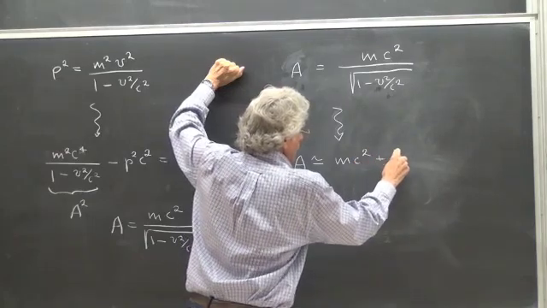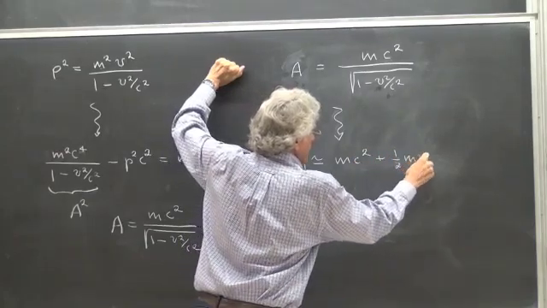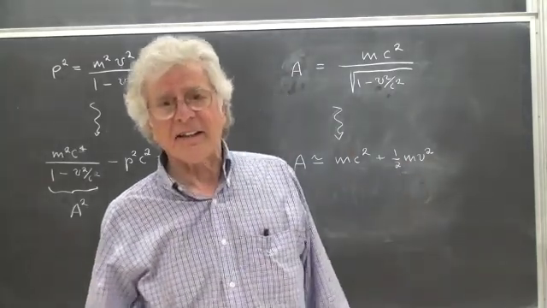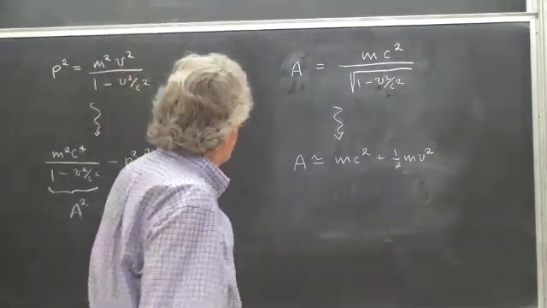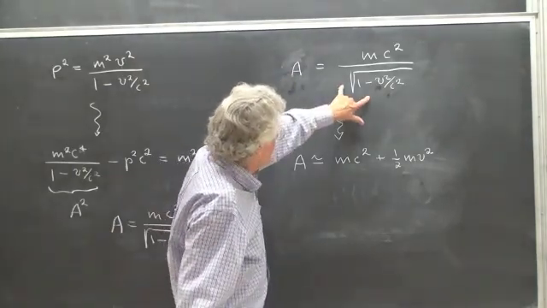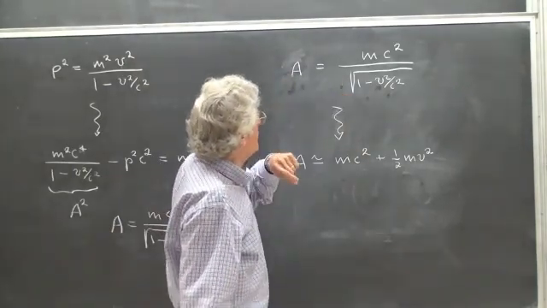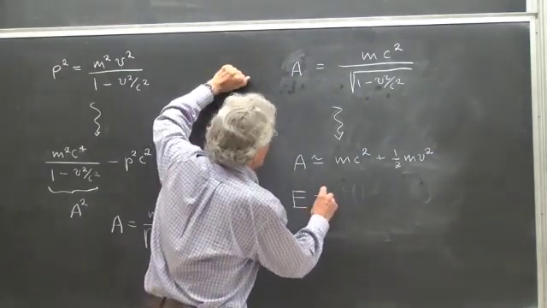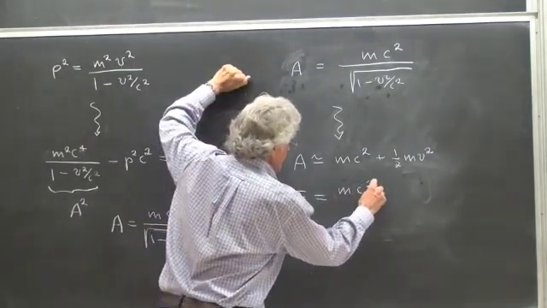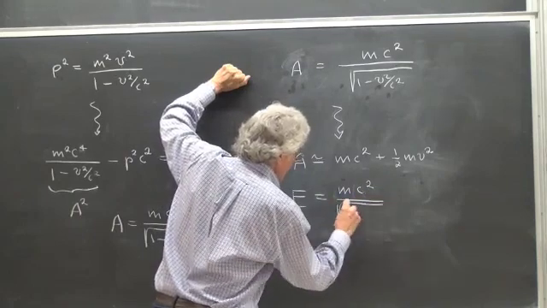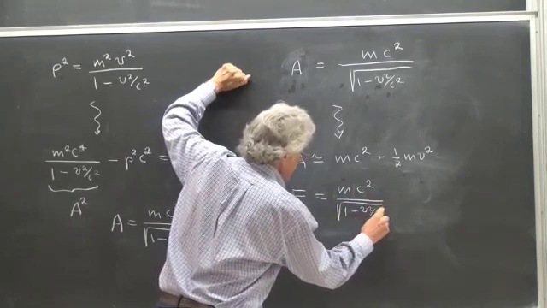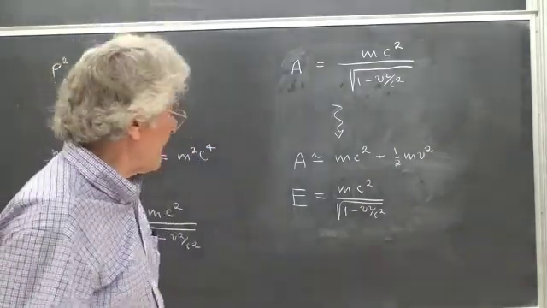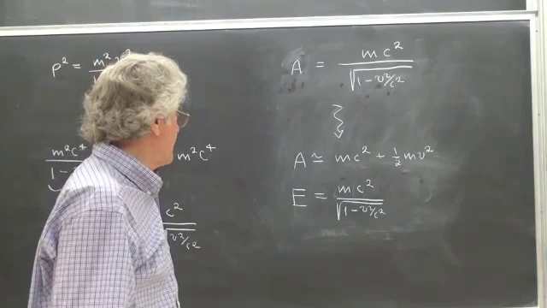Again, with a bit of algebra, one can show that A is approximately equal to mc squared plus 1/2 mv squared. But this last term I recognize, that's kinetic energy. That means that this entire thing, the sum of these, must correspond to an energy, total energy. So I'll write E is mc squared divided by the square root of 1 minus v squared over c squared. So this is the total energy of an object traveling at the velocity v.